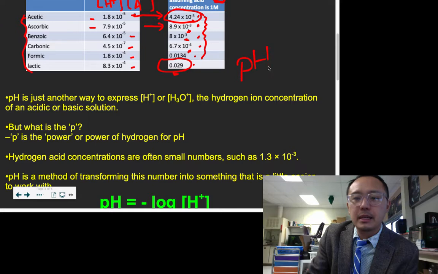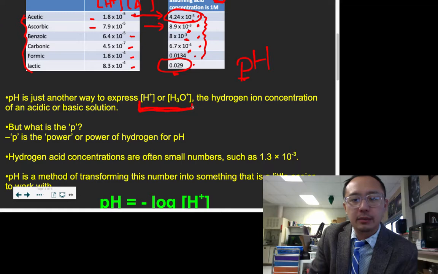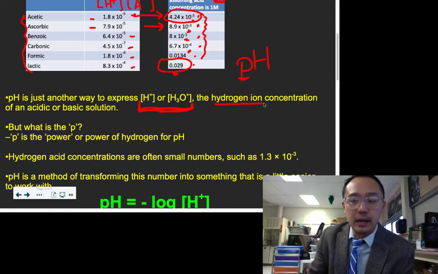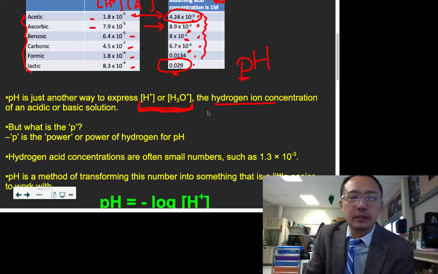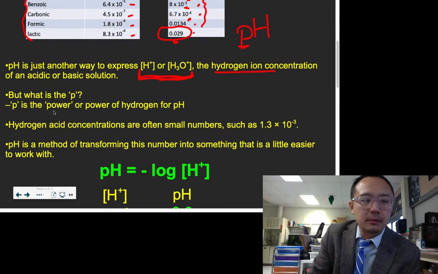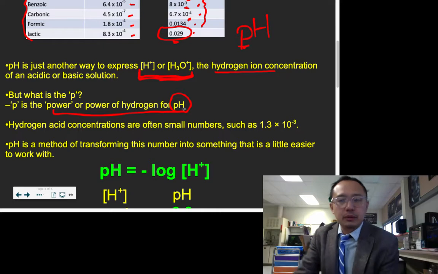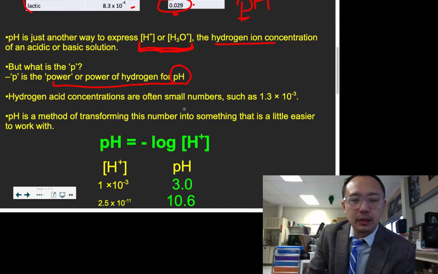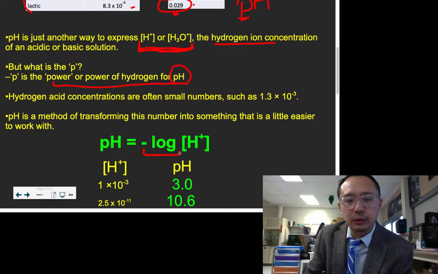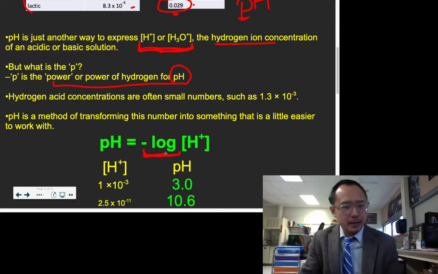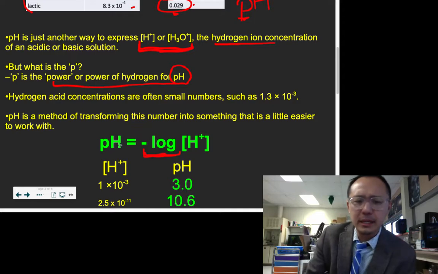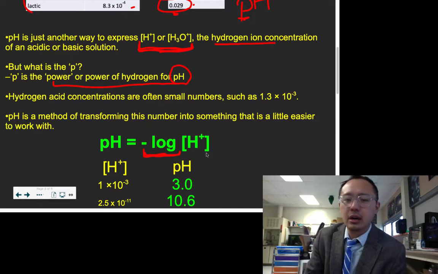So when we look at pH, this P is really to express the concentration of your H plus or your hydronium ion. And the hydrogen ion concentration is what defines how strong or weak your acid is. So the question is, what is P? Well, P is the power of hydrogen. Not to get too mathematical, the formula for pH uses this function log, which is basically base 10. So pH of something is equal to the negative log of the hydrogen concentration.